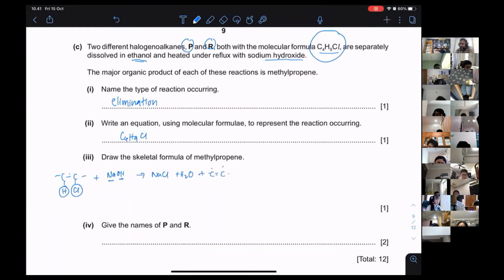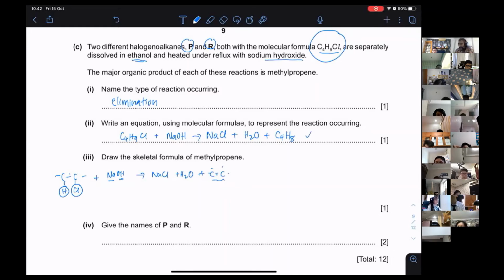So similar to that, I need to come up with the equation. I just put plus NaOH, and they will give me NaCl plus H2O. So C4 must be an unsaturated hydrocarbon, CnH2n. So this one is going to be the answer.